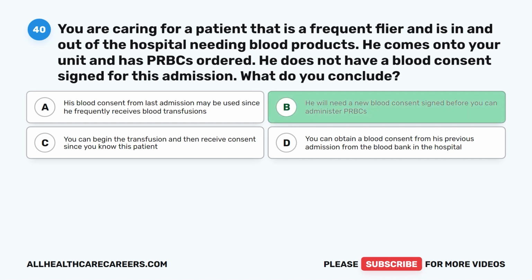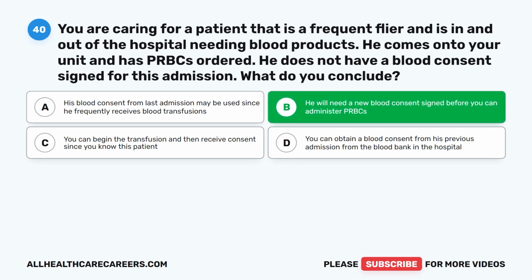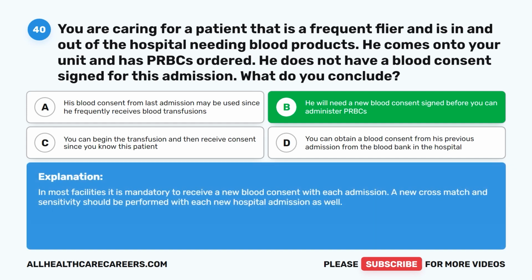The correct answer is B. He will need a new blood consent signed before you can administer PRBCs. In most facilities, it is mandatory to receive a new blood consent with each admission. A new cross-match and sensitivity should be performed with each new hospital admission as well.